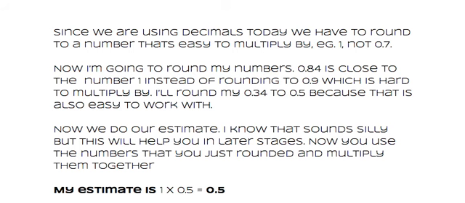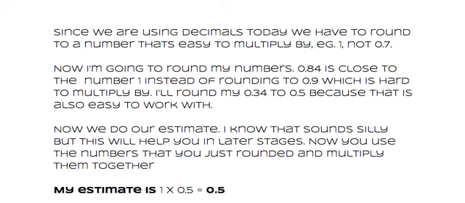0.84 is close to the number 1, instead of rounding to 0.9, which is technically closer, but it is a hard number to multiply by. I will round my 0.34 to 0.5 because that is also an easy number to work with.